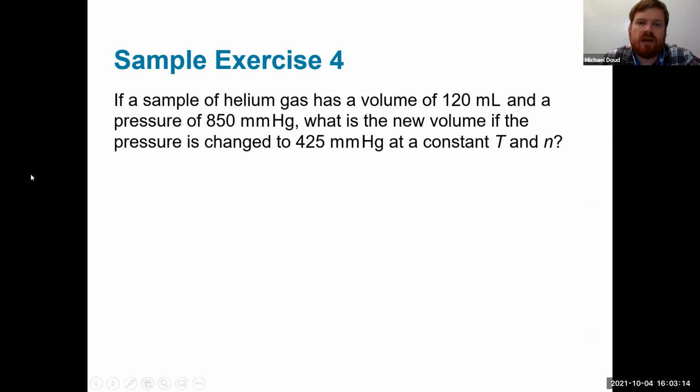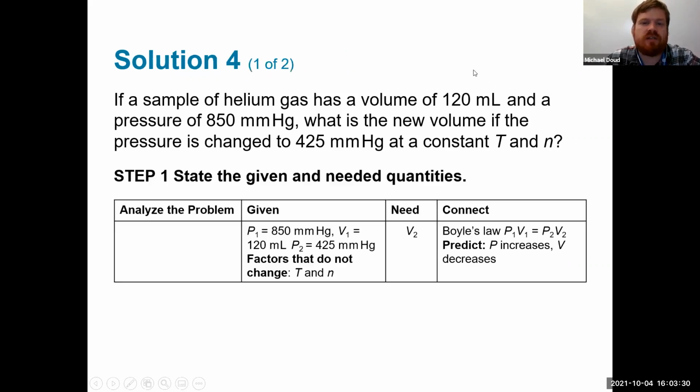Okay, so we're back. It says that we have a sample of helium gas at a volume 120 milliliters, that's V1. Pressure 850 millimeters of mercury, that's P1. And then what is the new volume if the pressure changes to 425 millimeters of mercury? That's P2, and we're looking for V2.